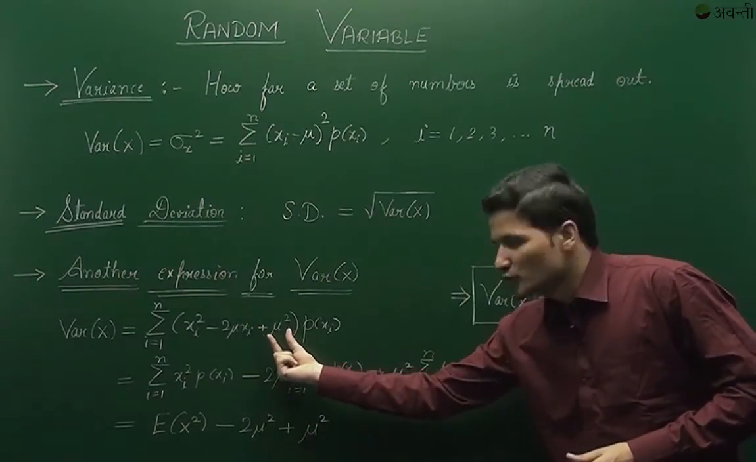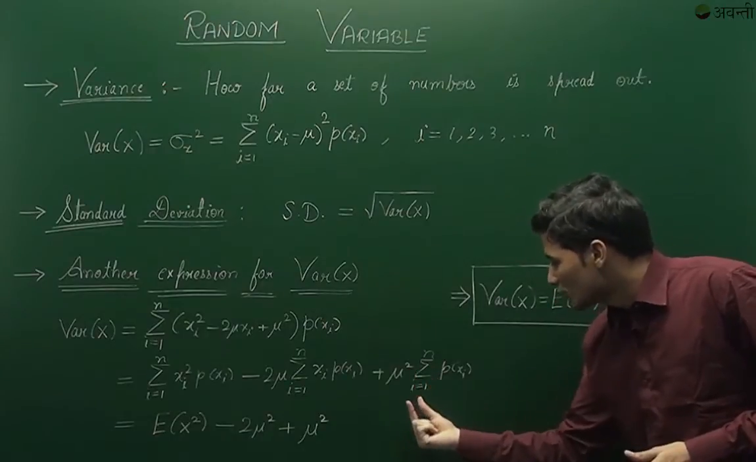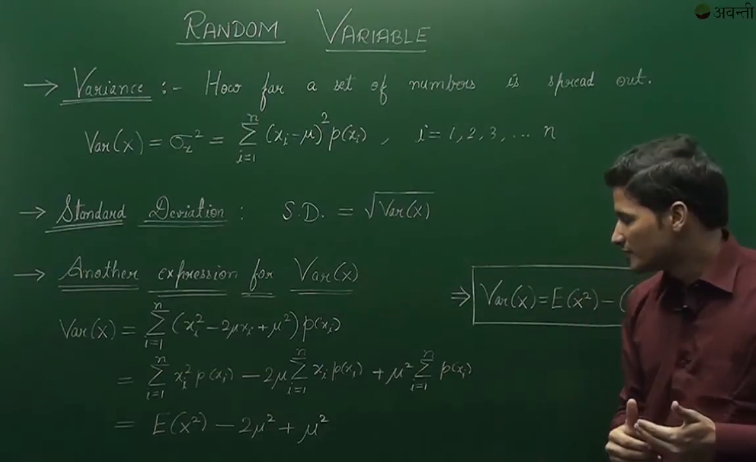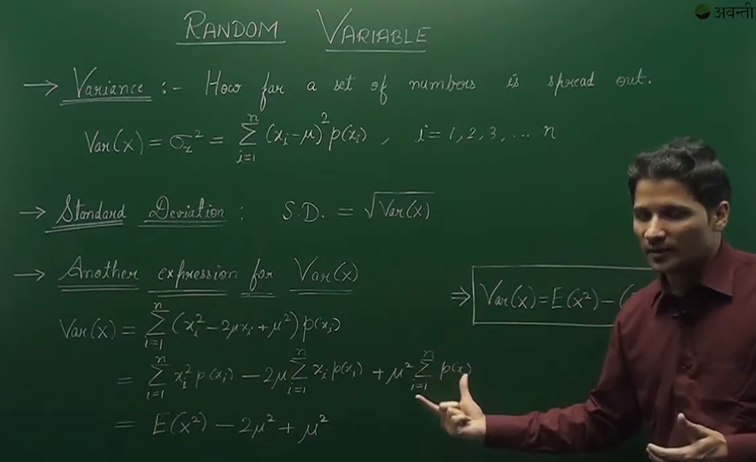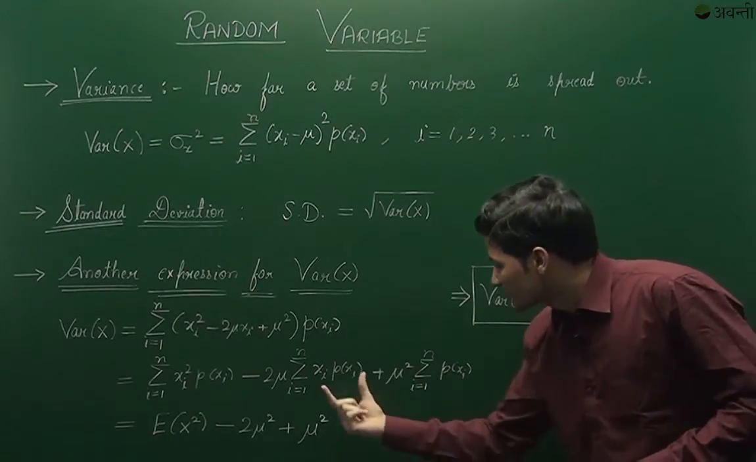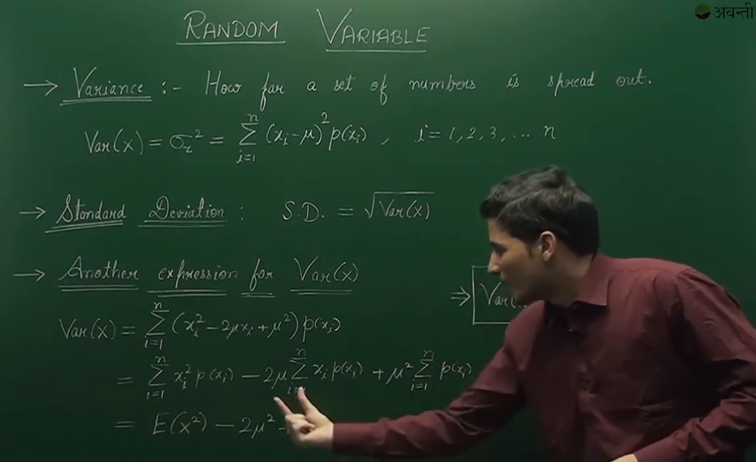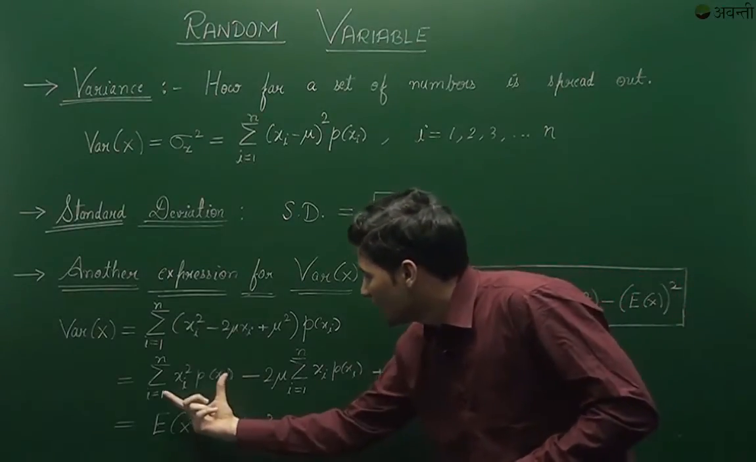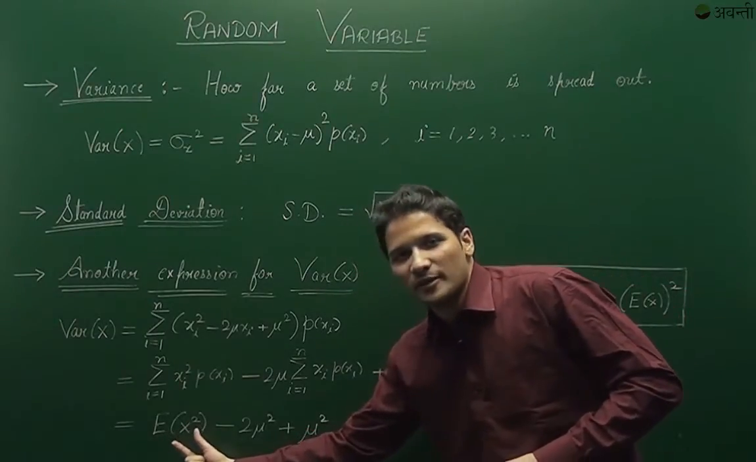here also this mu square is a constant number, so it can be taken out from summation, and we get sigma i equals to 1 to n p of xi. Now from previous video, we have seen that this value is equals to 1, that is sum of the probabilities of a random variable is always equals to 1. So this becomes simply mu square, and we have studied earlier that this is nothing but mean value or mu. So minus 2 mu into mu becomes minus 2 mu square, and finally we define this as E of x square, that is E of square of random variable x.